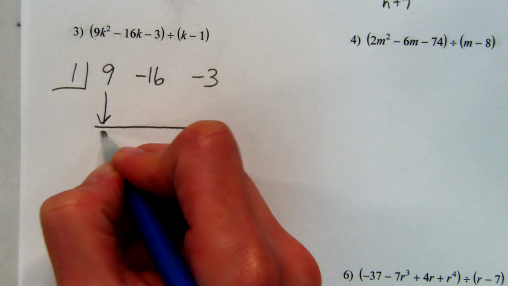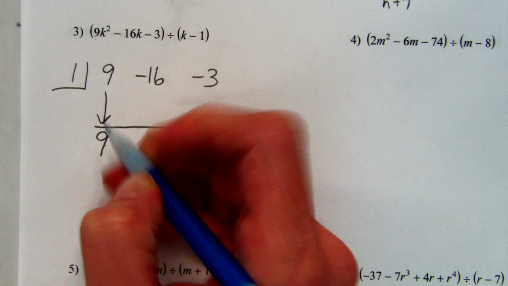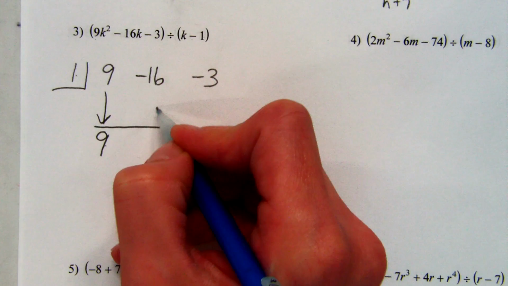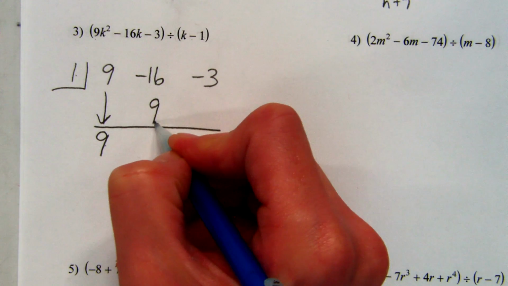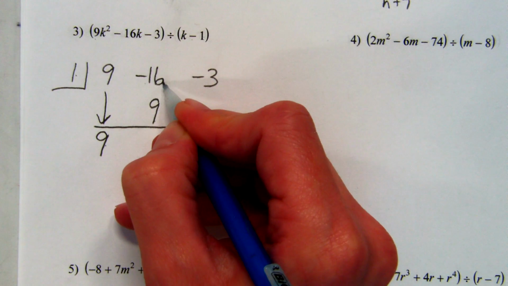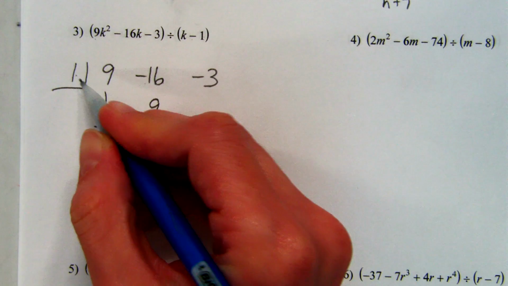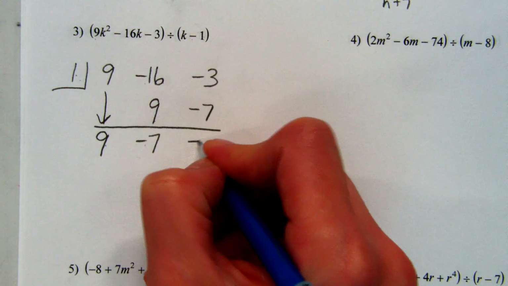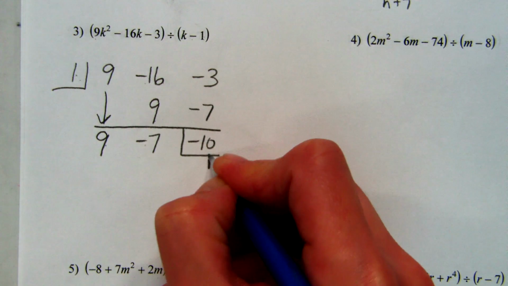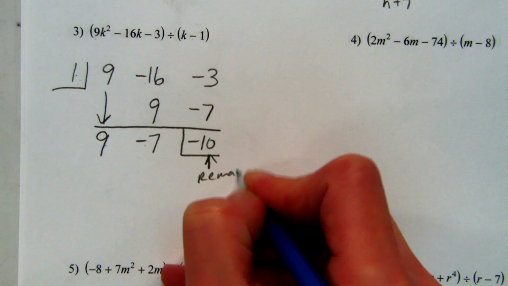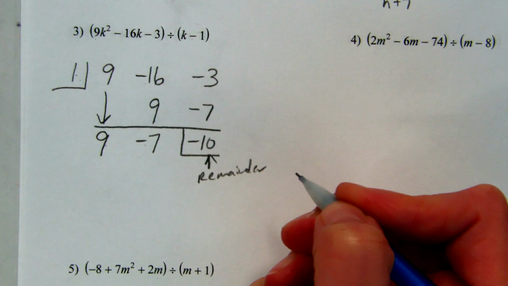So if we bring down the 9, then we'll have 9 times 1, which is 9. We're going to add that to the negative 16, which makes negative 7. Negative 7 times 1 is negative 7. And so this number right here is the remainder. So we'll talk about that here in a second.